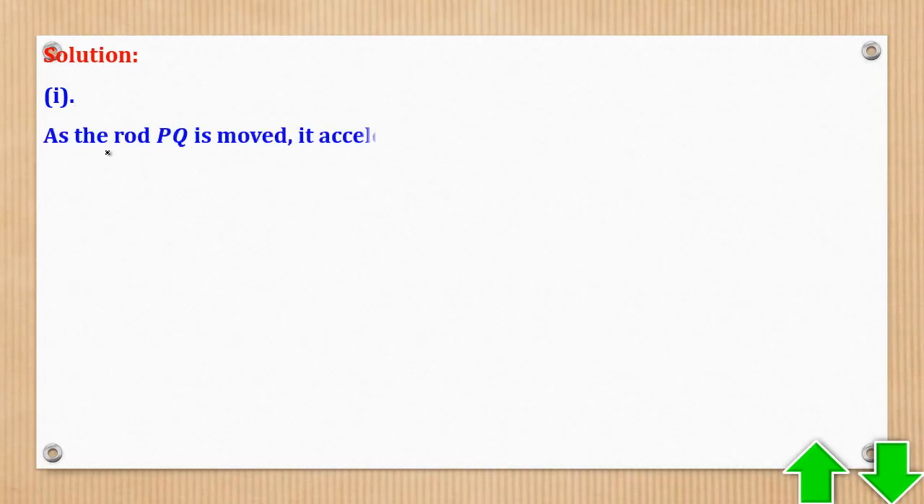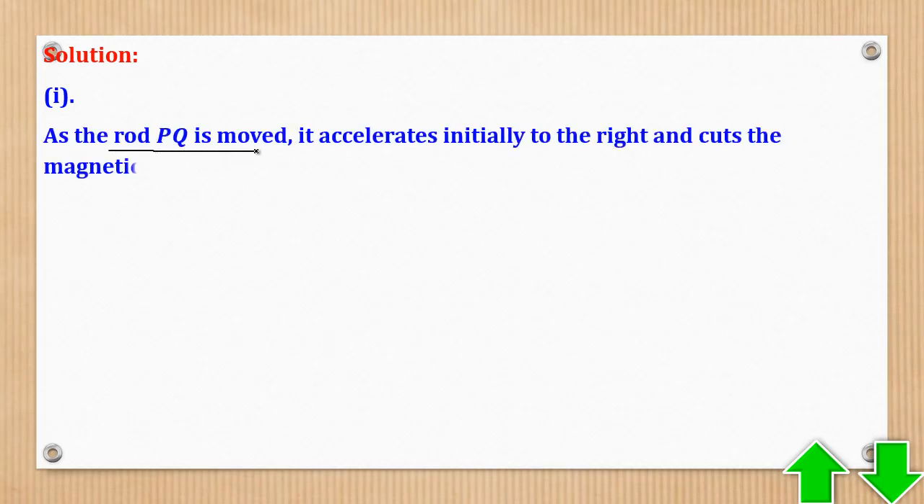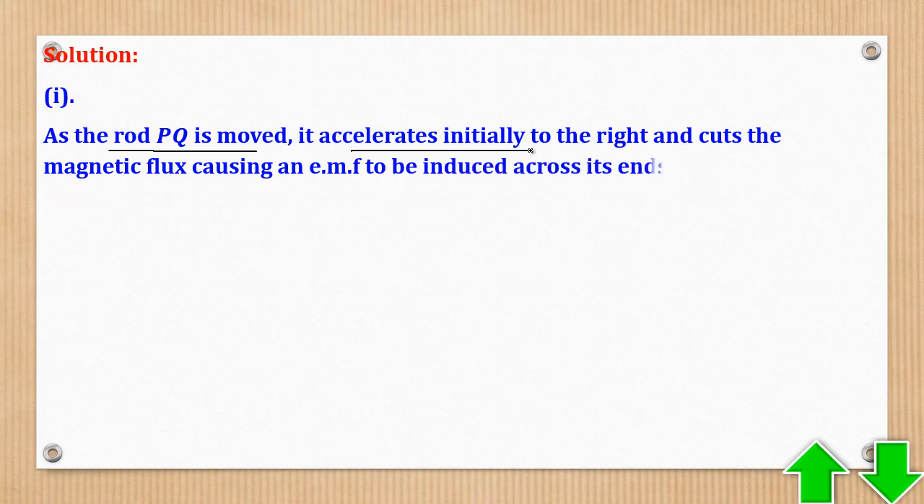So here shows that as the rod P2 is moved, it accelerates initially to the right and cuts the magnetic flux, causing an EMF to be induced. So each time the magnetic flux is cut, EMF is induced, or each time the magnetic flux linkage is changing, EMF is induced. Those two words are the same, they shouldn't confuse you.